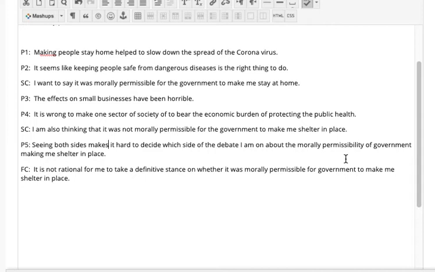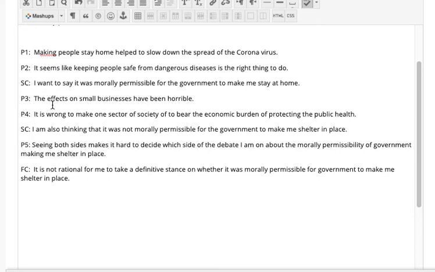Seeing both sides. So here's a way to get rid of those two statements. Seeing both sides makes it hard to decide which side of the debate I am on. Oh, that's cool. Okay, so if you're applying uniform language and you're tempted to create a sentence that seems to have two statements in it, separated by "and," you can try to find a way to apply uniform language where you don't do that.